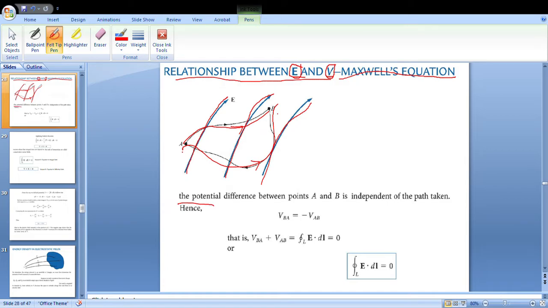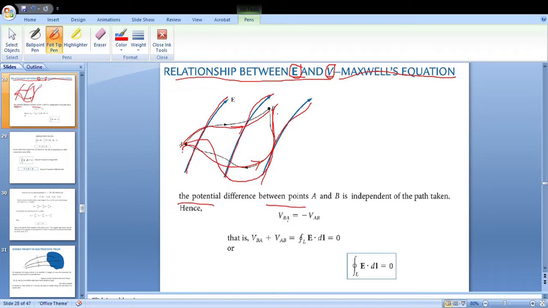The potential difference between points A and B is independent of the paths taken. That is what I explained in the first part of the lecture today. So from A to B, however you move, it can be a straight line or you can move from one point to the other point in any path. The work done will be the same, right? So the potential difference and work are directly proportional.